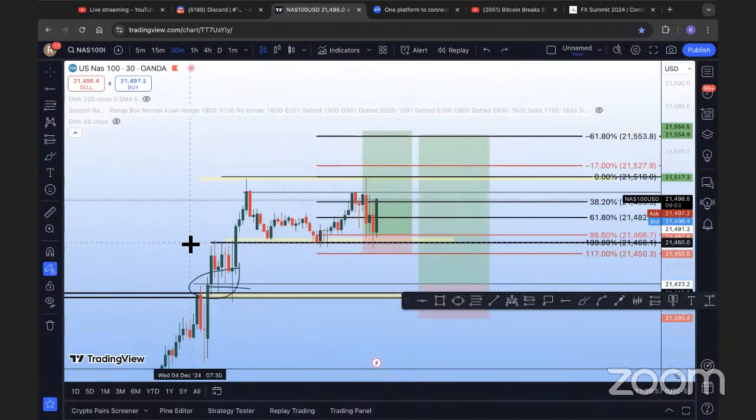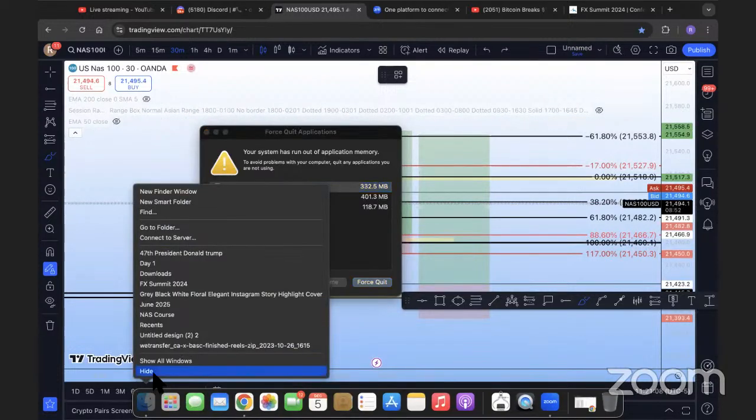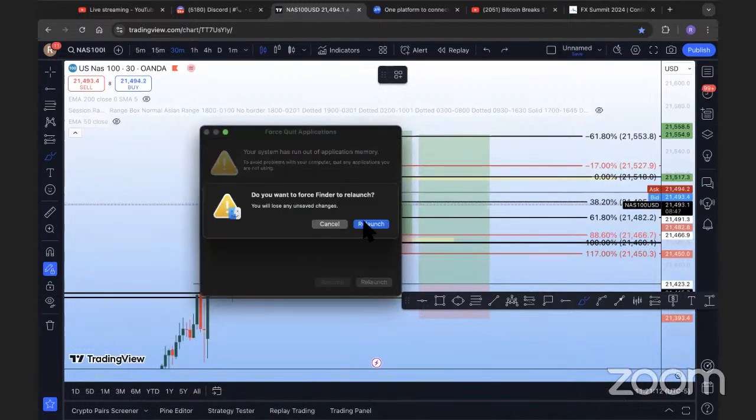Oh, I'm running out of application memory. What is this? Okay. So how do I, hold on, give me 1 second, y'all. Let me see if I can close out a tab or two.